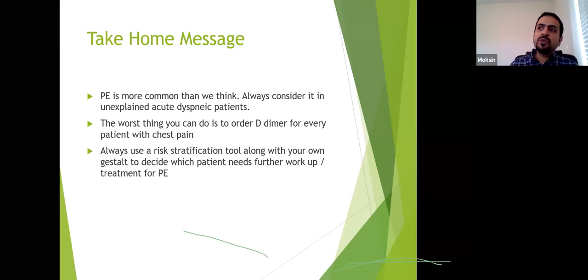Having said that, the worst thing we can do is to do a D-dimer for every patient, which will be positive in a lot, because it's non-specific. It will be positive for almost every patient. You will end up doing a lot of CTPAs, which we don't want. So always have a workup plan, have your clinical decision-making rules to risk-stratify these patients and see which patient needs the D-dimer and which patient needs further CTPAs or VQ scans.